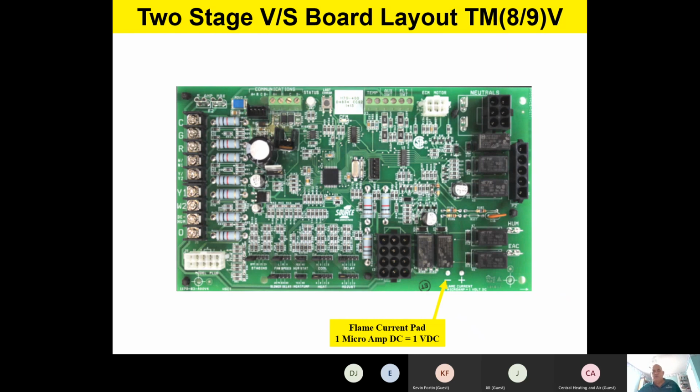Along the bottom of the board, we have our flame current pad. You'll notice it's at the bottom of the board on this particular control, but it's the same thing, team. 1 volt DC is equal to 1 microamp flame current. Same thing that we talked about before. There's our 12-pin harness. It's going to have inputs and outputs to our gas valves and our pressure switches and so on. That's all harnessed in from the factory.